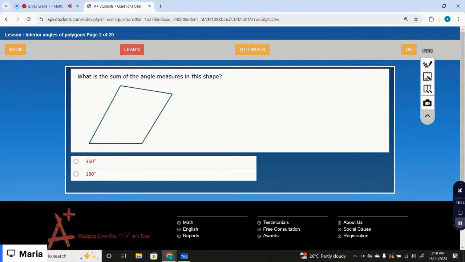What is the sum of angle measures in this shape? So which is the correct option? That is 360 degrees. Option number 1 is the correct option.